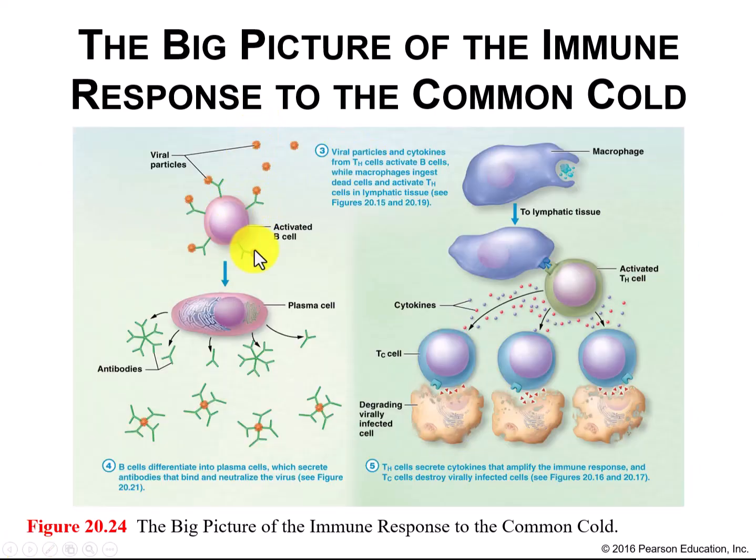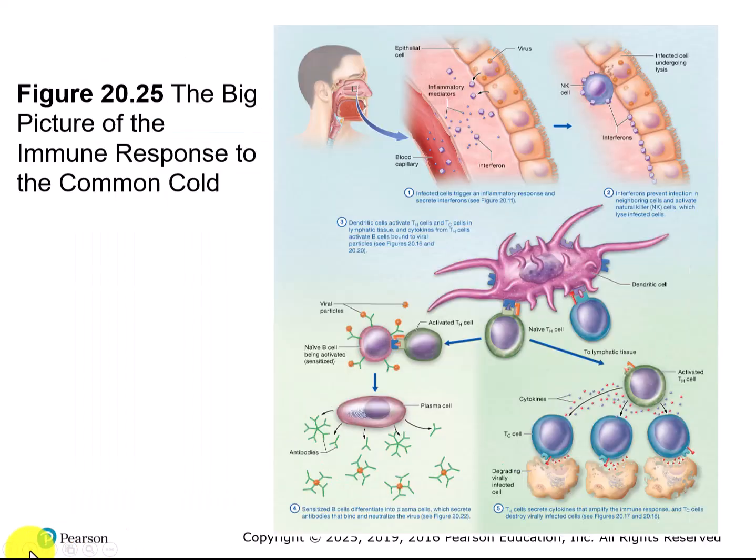That virus binds to the IgD on the B cells, sensitizes them, stimulates them to make plasma cells. The antibody also, the dead cells from the cytotoxic response will be phagocytized.